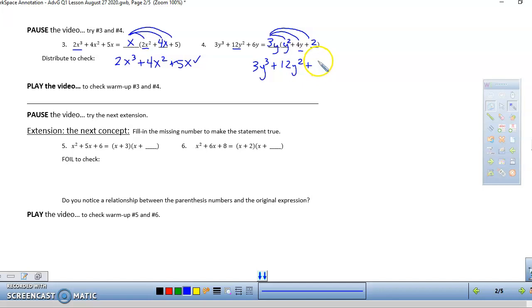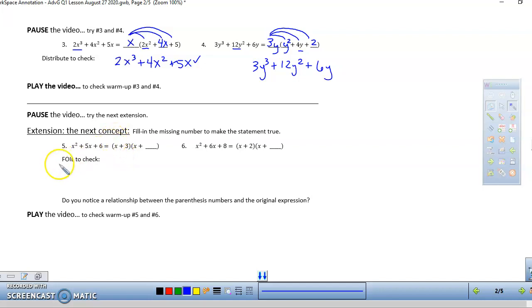3y times 2 is 6y. Okay, and then that matches our original expression. So this is 3y, y squared, and then the 2. Okay, next we're going to extend that to factoring with binomials. So again, pause and try warm-ups 5 and 6.